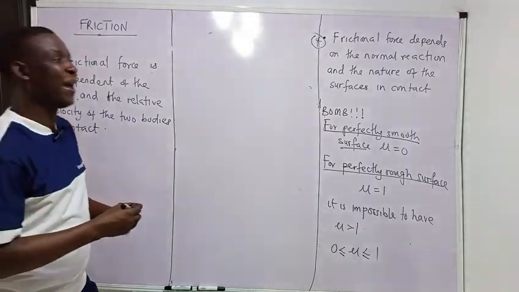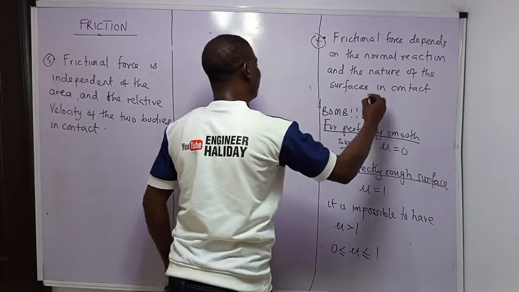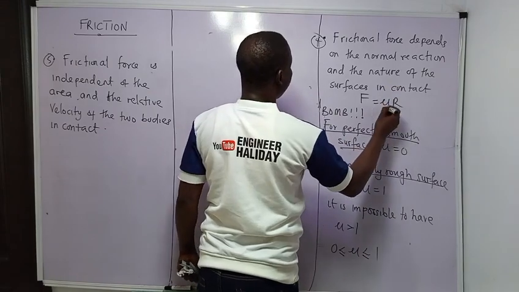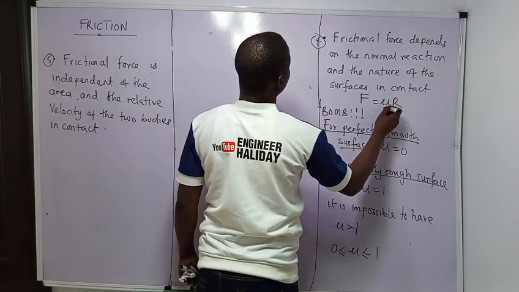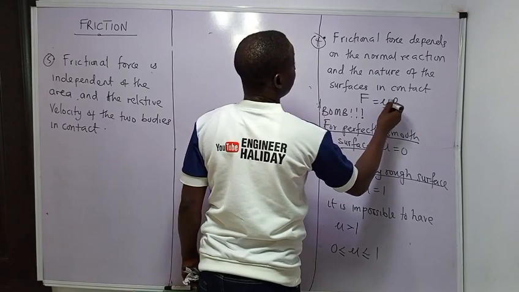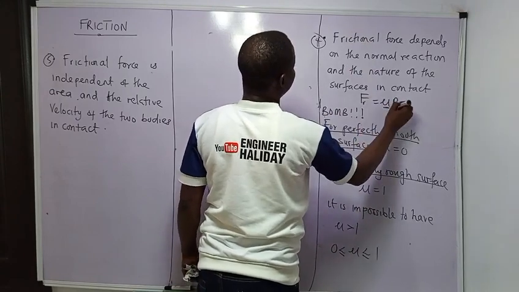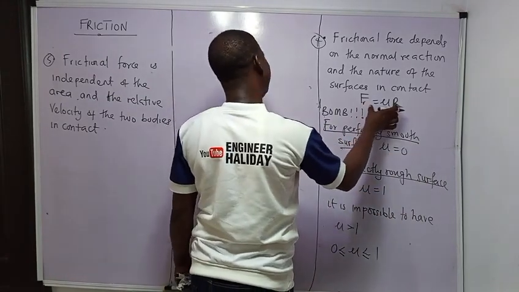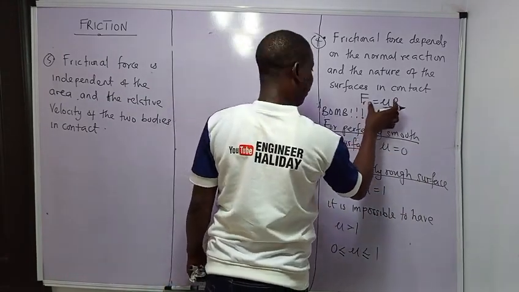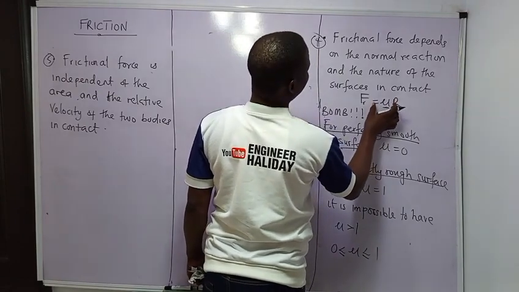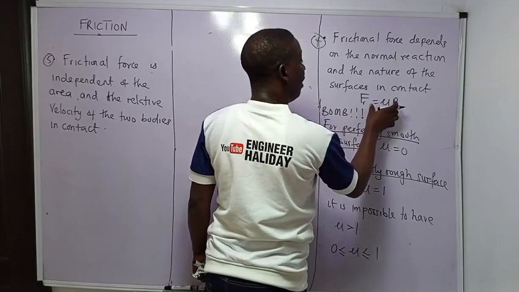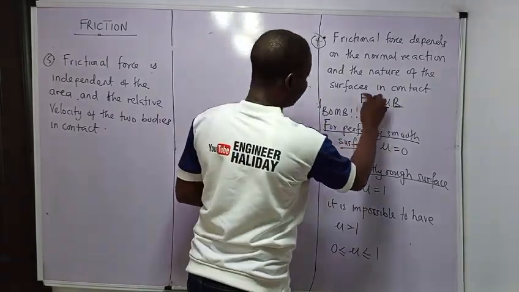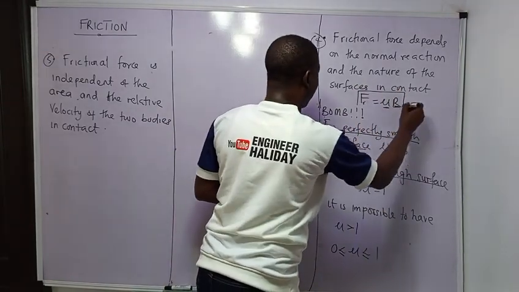So it only depends on two factors, and they are here. You don't need to cram them. F equal to mu R. It depends on the nature of the surfaces in contact, which you call the coefficient of friction. It also depends on the normal reaction. And this is what we call the limiting frictional force. This formula can only be applicable when the body is just about to move.